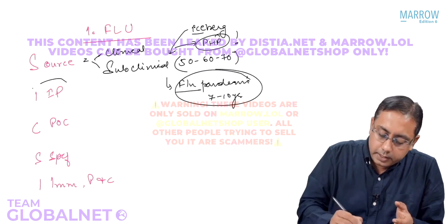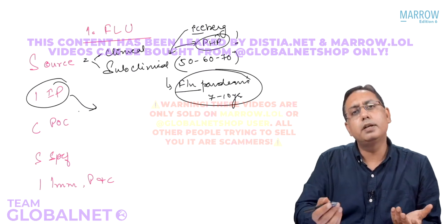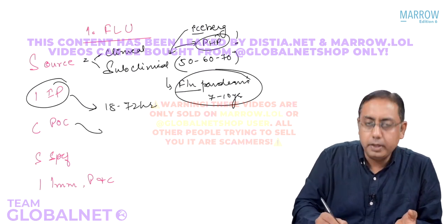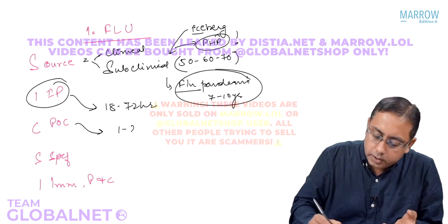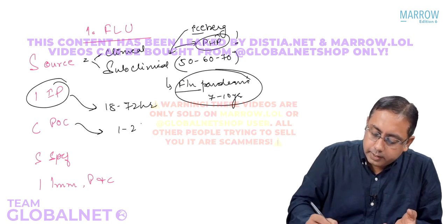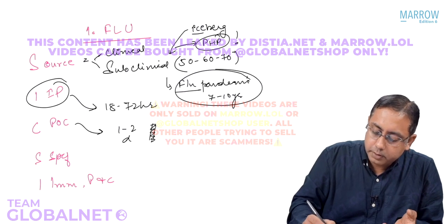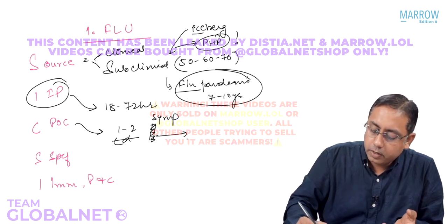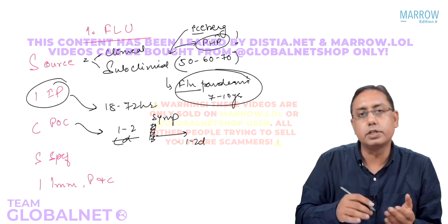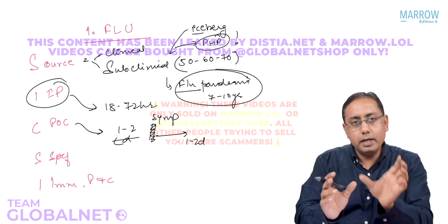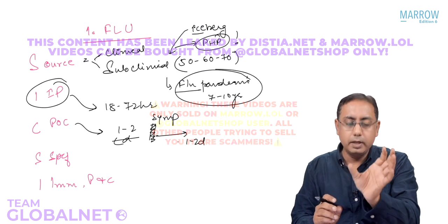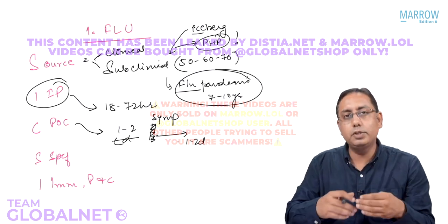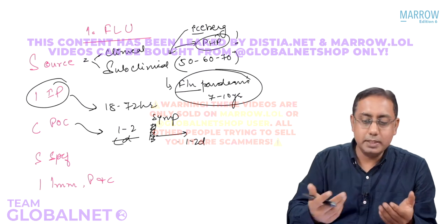Next, coming to the next point, what is the incubation period? It's fairly short, it's 18 to 72 hours only. What is the period of communicability? It ranges from 1 to 2 days before the onset of symptoms, and 1 to 2 days after the onset of symptoms. So it's a fairly short incubation period and a fairly short period of communicability. But the point is that usually these viruses change themselves.